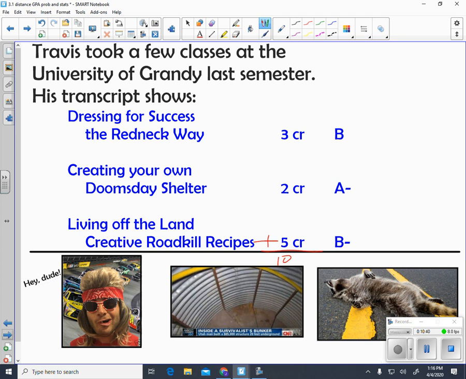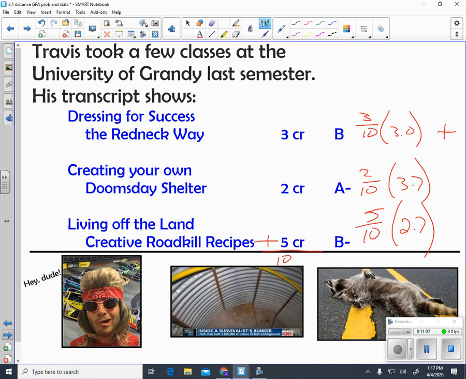And now we set up our probabilities and values based on 10 credits. So 3 out of 10 credits at a B were 3, plus 2 out of 10, you get the idea, right? A minus is 3.7. Half of those credits, 5 out of 10 credits at a B minus, 2.7. So again, 3/10 times 3 plus 2/10 times 3.7 plus 5/10 times 2.7 equals, and you'll have your grade point average.